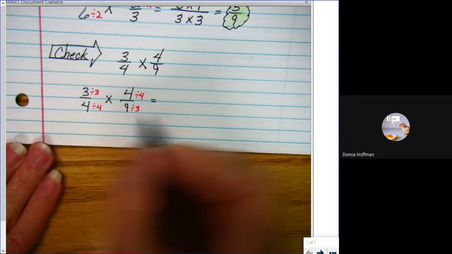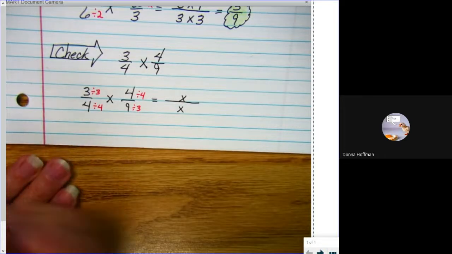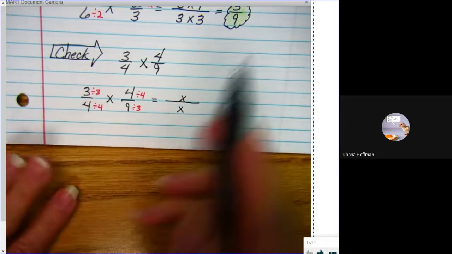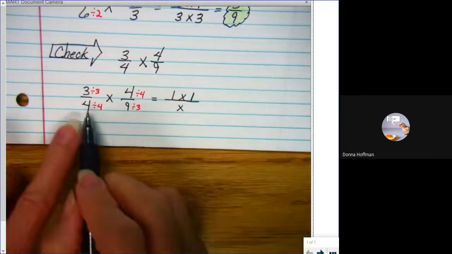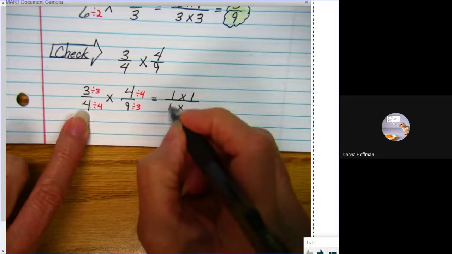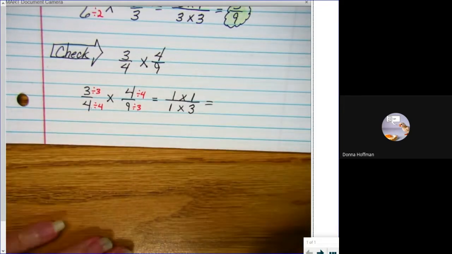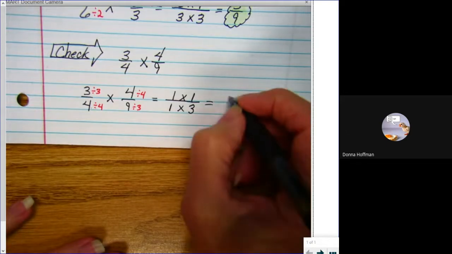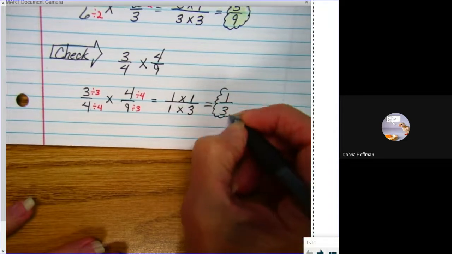So I'm going to rewrite this. And I know that I have multiplication going on in top and bottom. 3 divided by 3 makes that a 1. 4 divided by 4 makes that a 1. 4 divided by 4 is a 1, and 9 divided by a 3 is a 3. Look how easy that problem just became. 1 times 1 is 1, and 1 times 3 is 3. 1/3 would be my final answer.